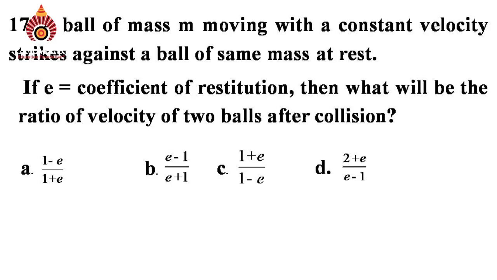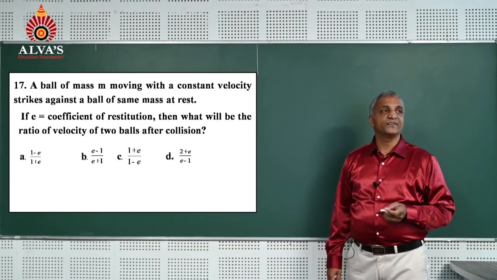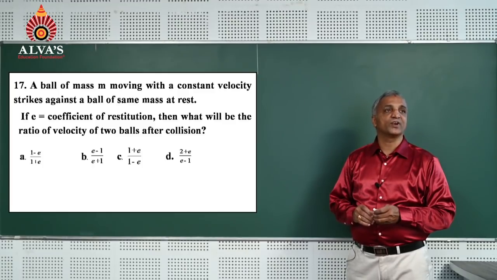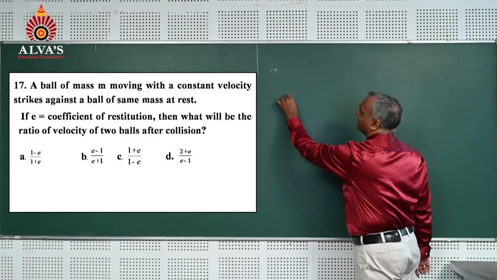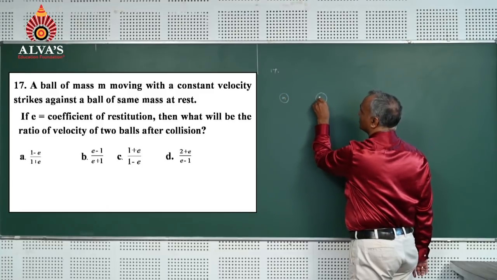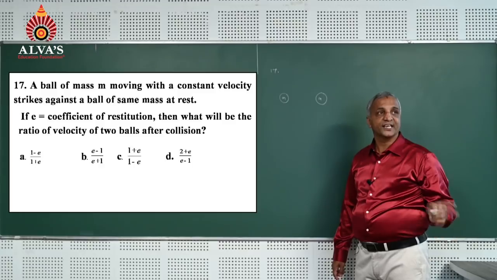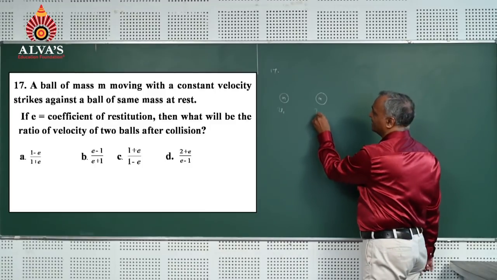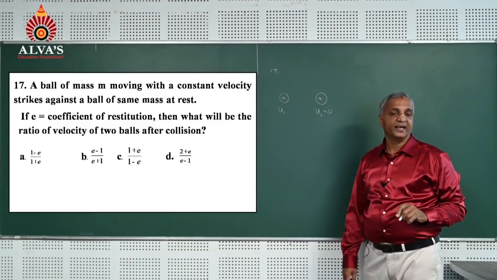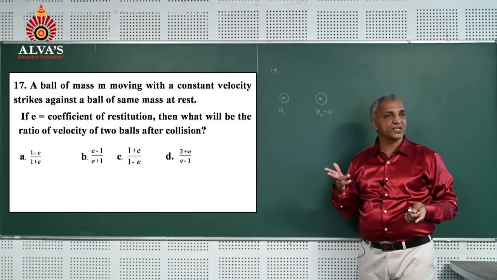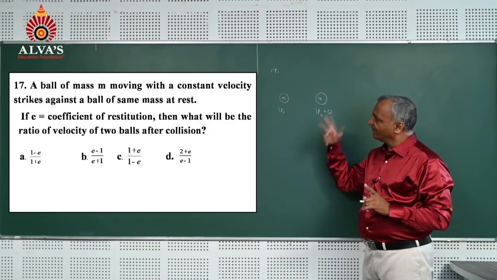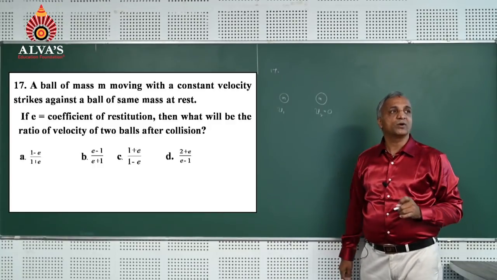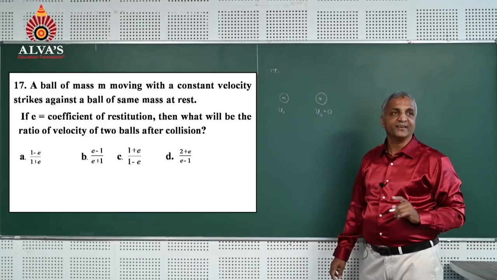Question number 17. A ball of mass m moving with a constant velocity strikes against a ball of the same mass at rest. If e is the coefficient of restitution, then what will be the ratio of velocity of the two balls after collision? See, the first mass m, second mass is also m, it is given, and the first mass is moving with a certain initial velocity, say u1, the second mass is at rest, so u2 is equal to 0. And if v1 and v2 are the velocities of the balls after collision, then I want to find out the ratio v1 by v2.